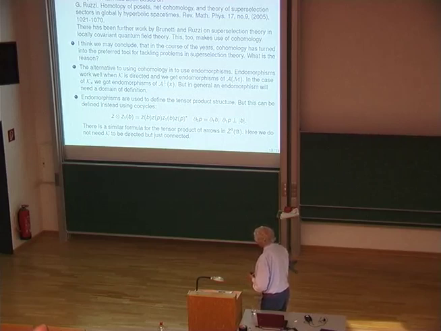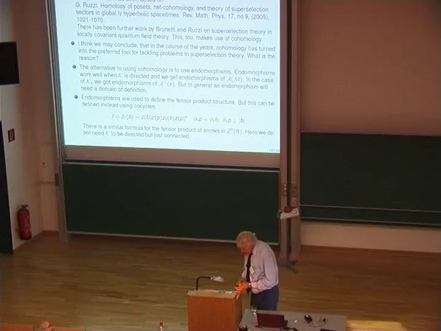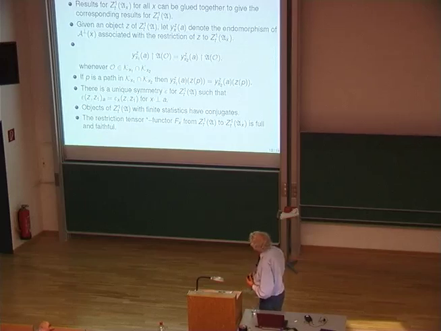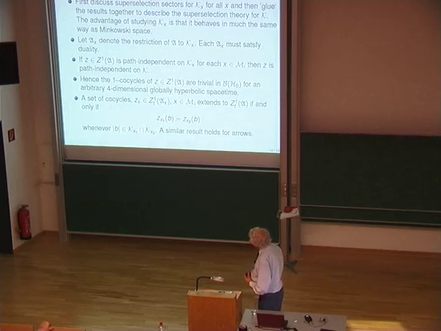And there is a similar formula for the tensor product of arrows in Z1 of A. And here we do not need K to be directed, but just connected. So I think this is the reason. Now, as I said, I have skipped one slide. Maybe I should go back and see what was on this. I mean, one thing that I know is that I must have skipped it, because I haven't explained to you what this set K is.